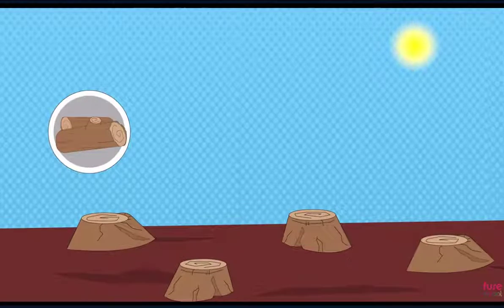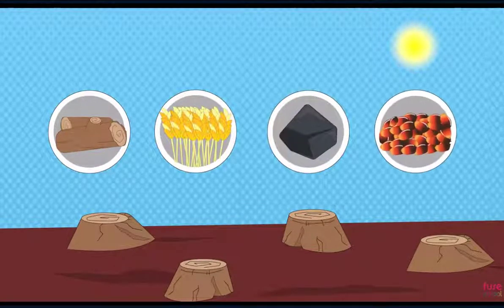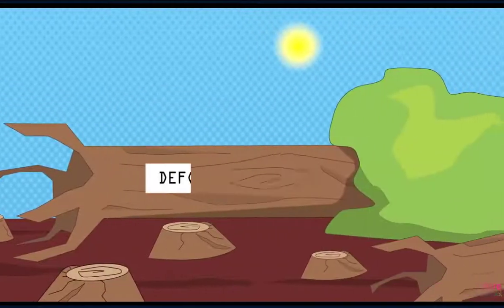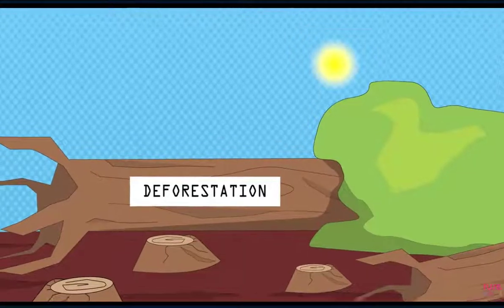Humans also require resources. Large areas of forest are cleared to make more room for agriculture or to mine minerals or for growing other resources like palm oil. The removal of trees is called deforestation and has an enormous impact on not only the local ecosystem but the entire planet.